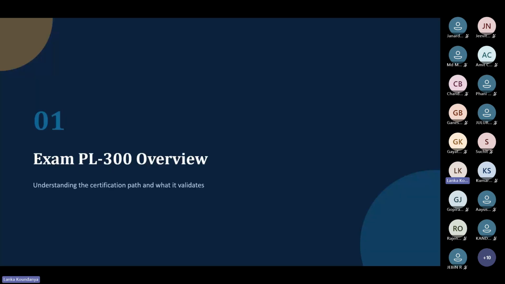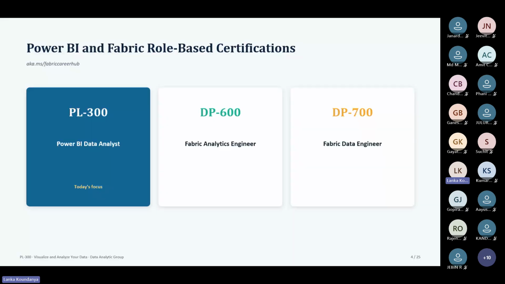Once we are done with these things, we will have the PL300 overview and understand the certification path and its mandates. Majorly there are three things from the data engineering and data analytics perspective. Previously we used to have the DP-203, which was for a data engineer, which is now modernized with PL300, DP-600 and DP-700. In the PL300, we will see the Power BI Data Analyst. It is completely focused on Power BI.